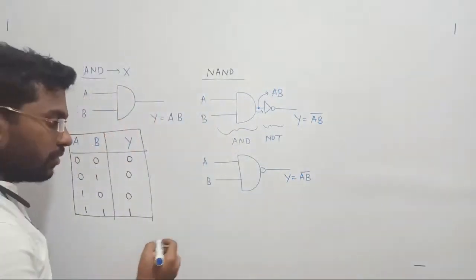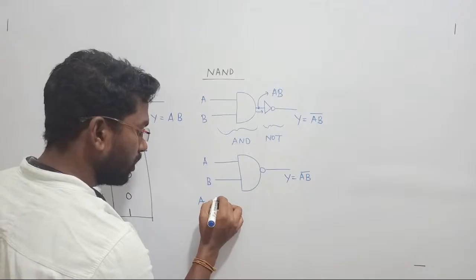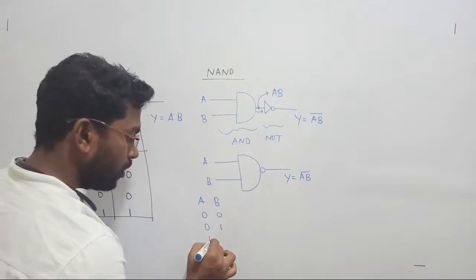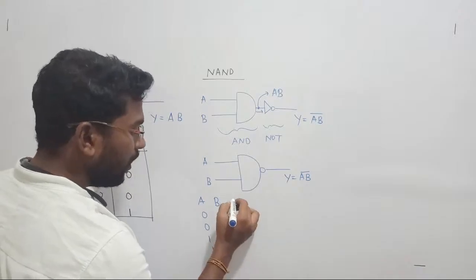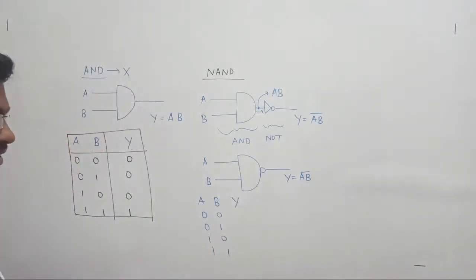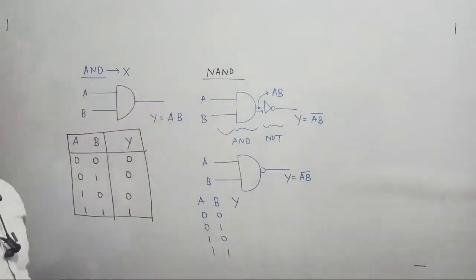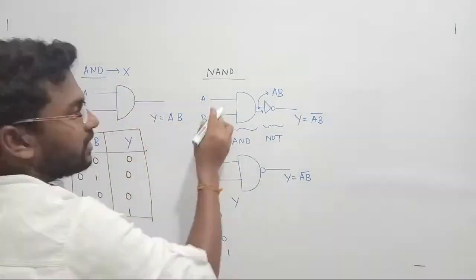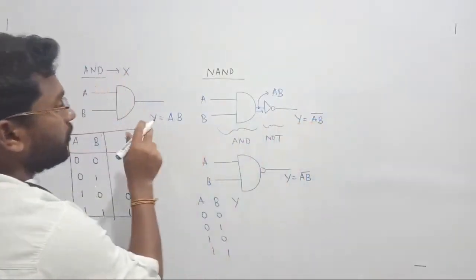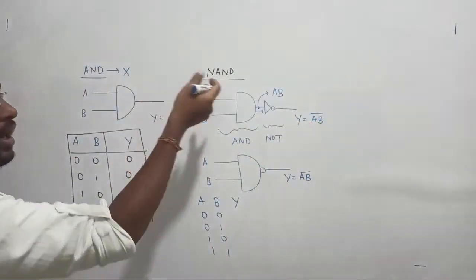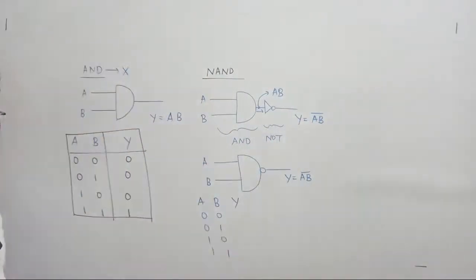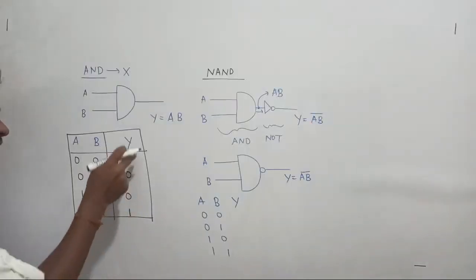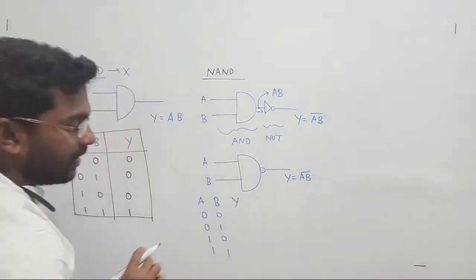Shall we write the truth table? Yes. Let us write the truth table. A B inputs are going to be 0 0, 0 1, 1 0, 1 1. What is the difference between AND gate and NAND gate? In case of AND gate we have AB, whereas in case of NAND gate it is the complement of the AND gate. The AND gate output is 0 0 0 1. If I take the complement of this, you get the NAND gate.